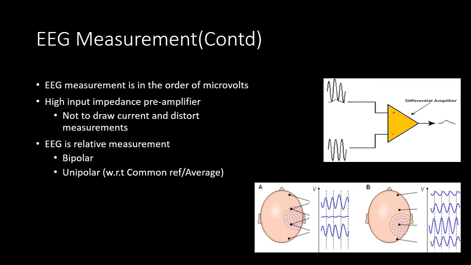The measurement can be bipolar, in which the potential difference between a pair of electrodes is measured, or it can be unipolar, in which the potential of each electrode is compared either to a neutral electrode or to the average of all electrodes.